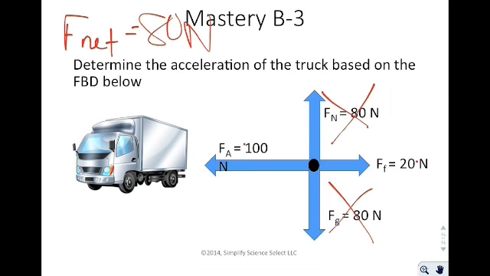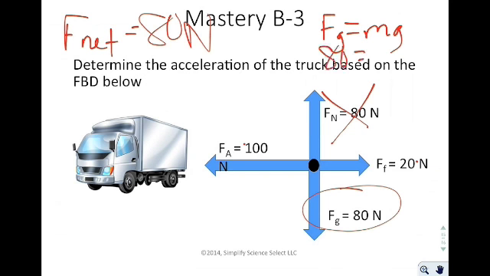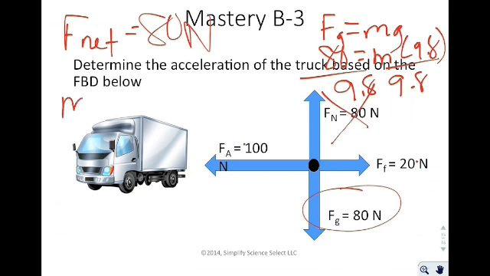Now I need to determine what the mass is going to be. I look at the gravitational force and I say Fg is equal to mg, and I would say 80 is equal to m times 9.8. I would divide both sides by 9.8. Your teacher may have you use 10. If you divide both sides by 9.8, now you have your mass number.